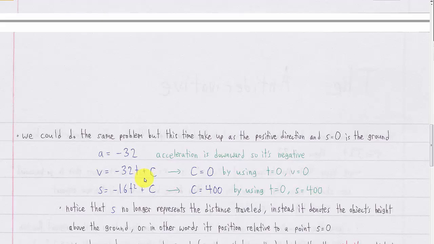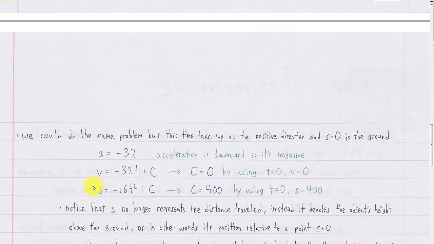But now the c value is going to be different if we take a different coordinate system. So here we said that s equals 0 is the ground. So that means the initial position, 400 feet above the ground, is going to be s equals 400. So initial conditions are changed in this problem. And so now c is equal to 400 instead of 0.